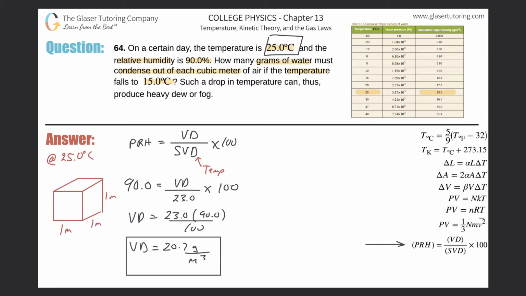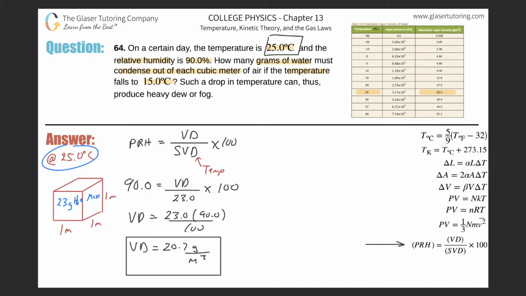At 25 degrees Celsius, we know that the maximum density of water vapor in this volume, or the maximum amount in terms of mass of water vapor in this volume would be 23 grams. That's what it means. 23 grams per cubic meter means that in 1 cubic meter, there would be 23 grams of whatever you're talking about. In this case, we're talking about water vapor.